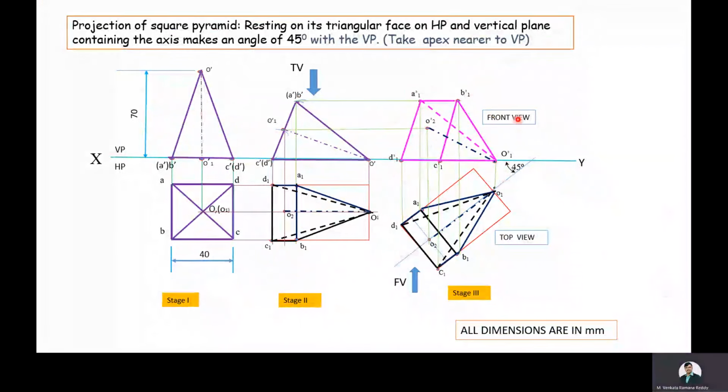This is the final stage front view and this is the final stage top view. That's about the projection of square pyramid when it is resting on its triangular face on HP and vertical plane containing the axis inclined with an angle of 45 degrees to the VP and apex is nearer to the vertical plane.